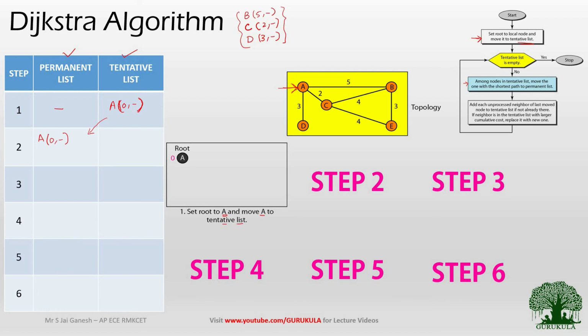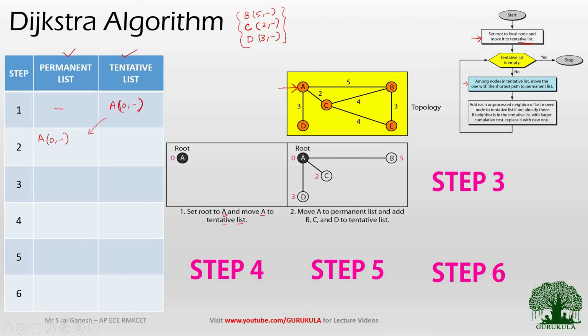Now none of these nodes are already processed, because we have not visited B, C and D at all. So we need to add these entries to the tentative list. B can be reached with the cost of 5 and it is a directly connected node, C can be reached with the cost of 2 and it is directly connected, and D can be reached with the cost of 3 and it is a directly connected node.